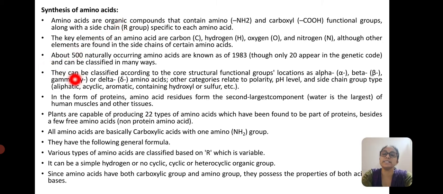Coming to the synthesis of amino acids. Amino acids are the important biomolecules containing amino and carboxylic groups. There are so many essential and non-essential amino acids, but in plants all the amino acids are synthesized inside the plant itself. Only in animals and human beings, of the amino acids known in the genetic code, nearly 22 proteinogenic amino acids were found in the plants.